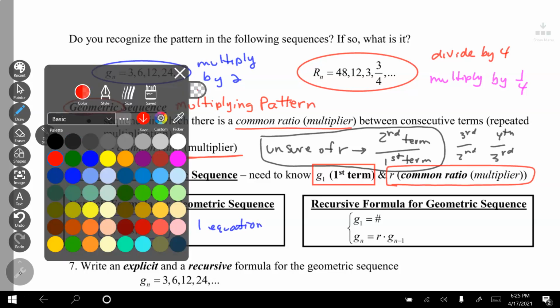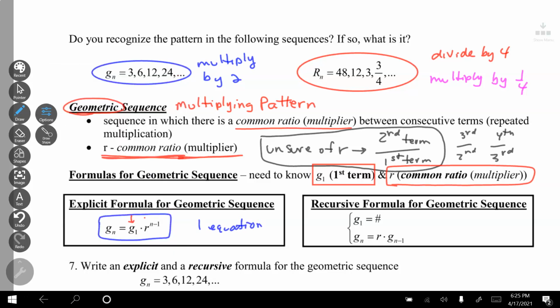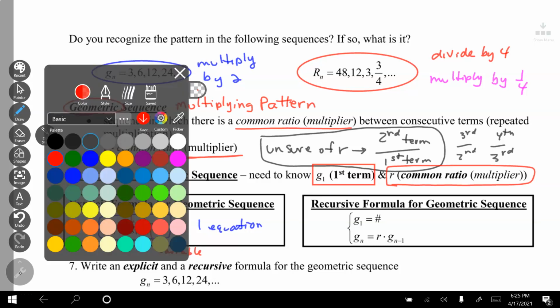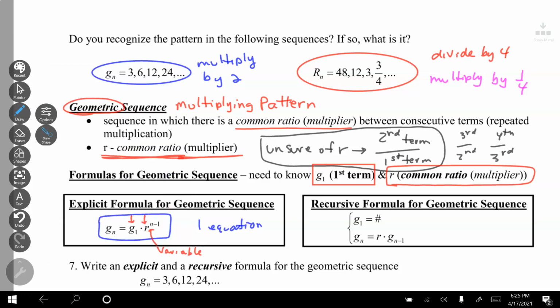The two things I need, the first term and the R value, are right here, and the n value right here is the variable. And over here, again, the recursive is always more than one equation. It is my starting point and some pattern. And this time, remember, the subscript n-1, that is always the variable.